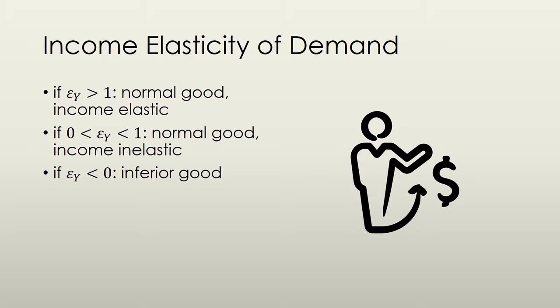If our income elasticity value is negative, or in other words, less than 0, then we have an inferior good. An inferior good is one which is inversely related to income. In other words, an increase in income will bring a decrease in the demand for the good, and a decrease in income will bring about an increase in the demand for the good. For a more in-depth explanation of normal and inferior goods, I encourage you to look through previous videos.